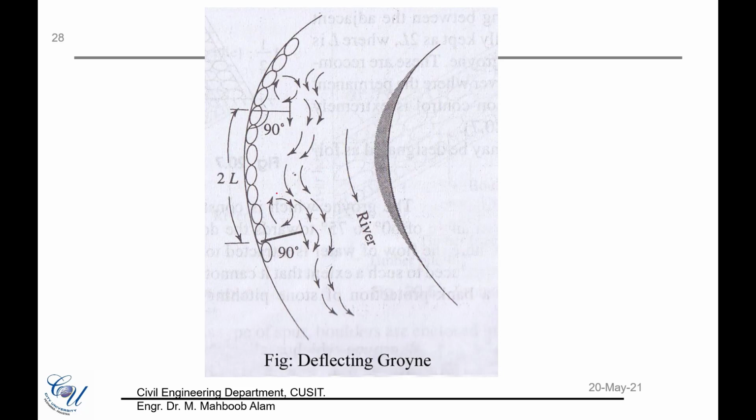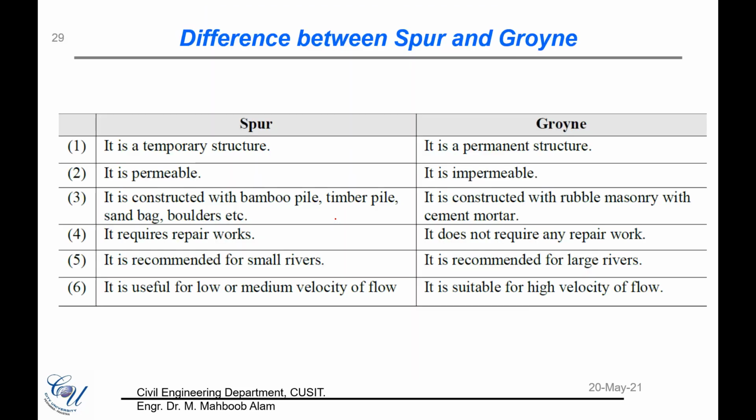Deflecting groins are then the third kind of groins. They are almost 90 degrees to the river banks. So you see this is almost making a 90 degree angle here. And they deflect water from the banks towards the main channel.